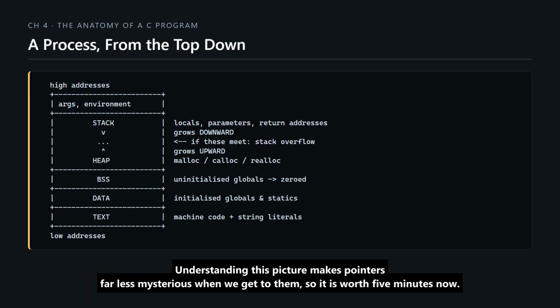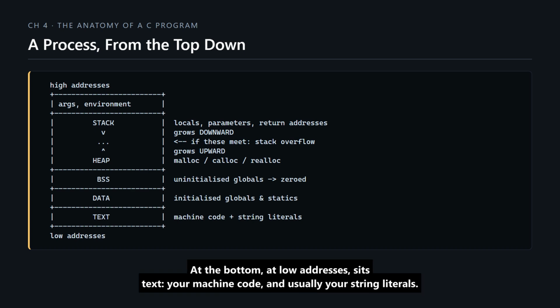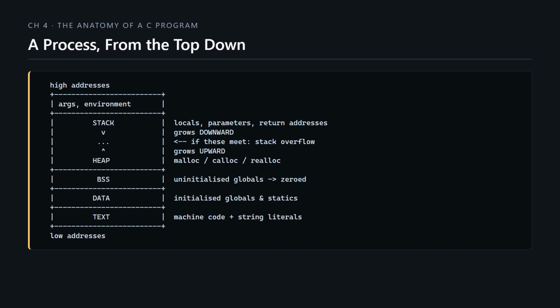Understanding this picture makes pointers far less mysterious when we get to them, so it is worth 5 minutes now. A running program divides its memory into regions. At the bottom, at low addresses, sits text, your machine code, and usually your string literals. Above it, data, holding initialized globals and statics. Above that, BSS, holding the uninitialized ones.